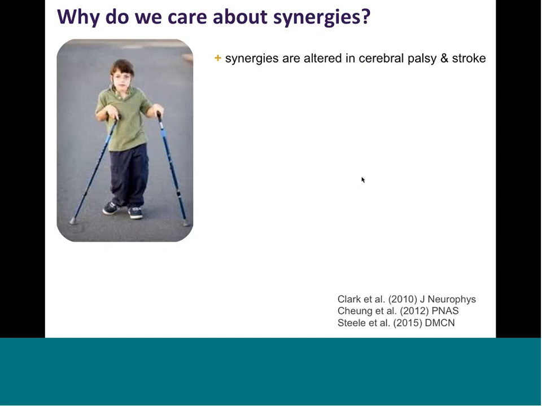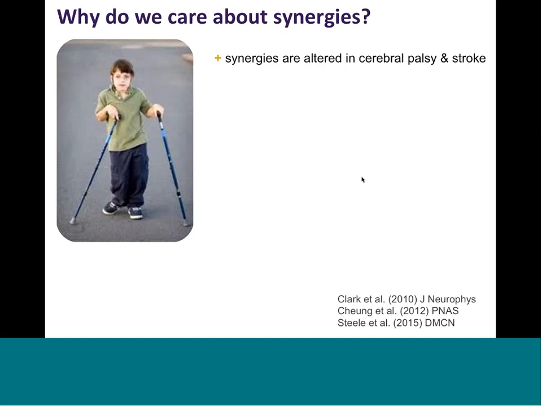We know that synergies are altered in both cerebral palsy and stroke. A lot of the foundational work by Clark and Lena Ting and Jinsuk Rowe and many others, and Vincent Chung, have shown that, especially in stroke, whether it's in upper extremity or lower extremity actions, the coordination of our muscles and these synergies are even more low dimensional than in unimpaired individuals. So while during walking it may take 4 to 6 synergies to describe muscle activity in unimpaired individuals, for individuals who've had a stroke, typically 2 to 3 synergies can describe the majority of their muscle activity.